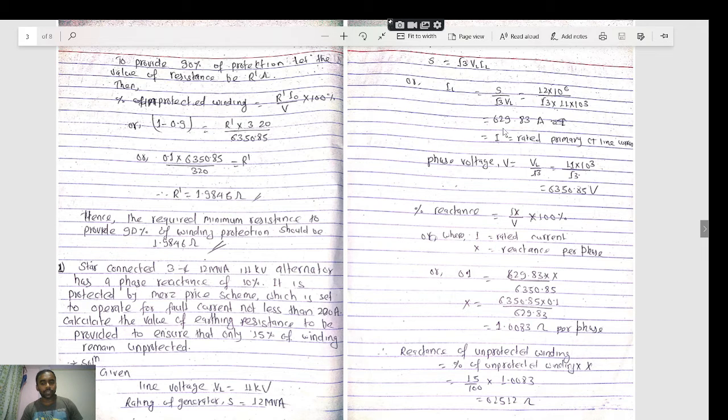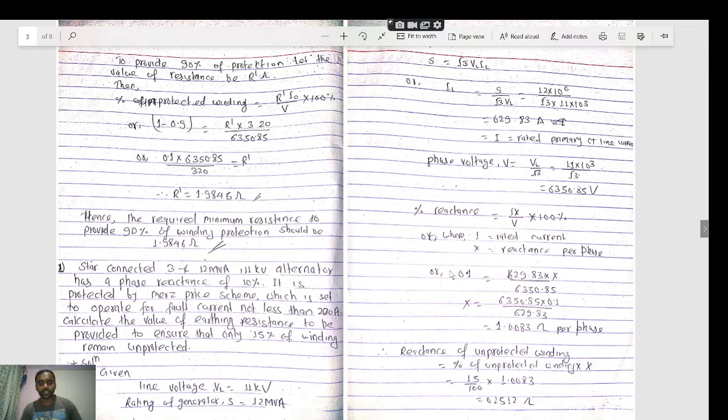Where 629.83 is the rated primary CT line current. Now phase voltage V equals VL divided by root 3, that is 11 into 10 to the power 3 divided by root 3 equals 6350.85 volt. Now percentage reactance equals actual reactance by base reactance, that is X divided by V by I, that is I X by V, where I is the rated current and X is the reactance per phase.